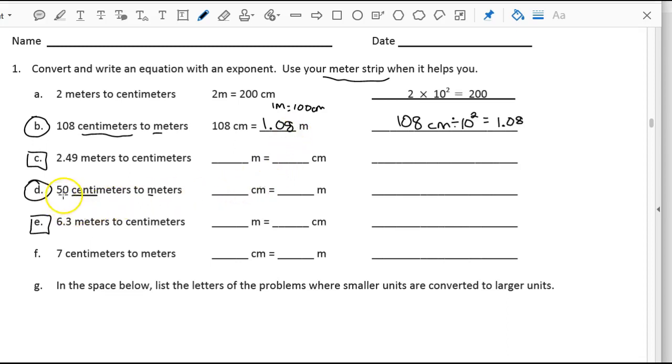Now let's do it again. 50 centimeters. Remember, because we're going from centimeters to meters, just like the other one, we're dividing. And what are we dividing by? We're dividing by 10 to the second power. And we know that 50 is half of 100. So therefore, if we lose 2 place values, the 5 goes from the tens place to the tenths place.